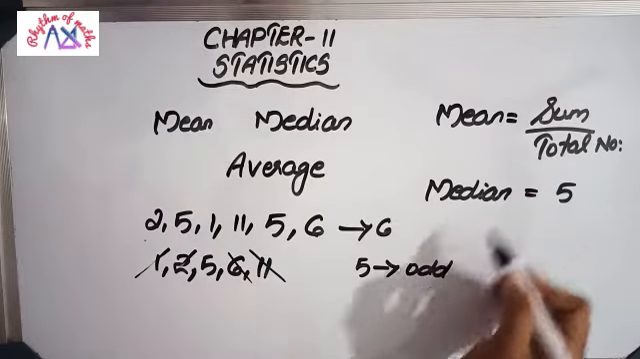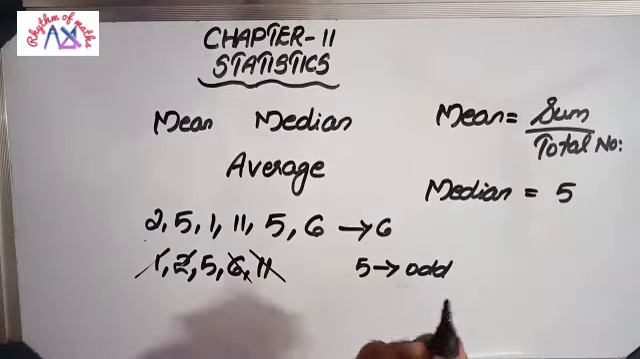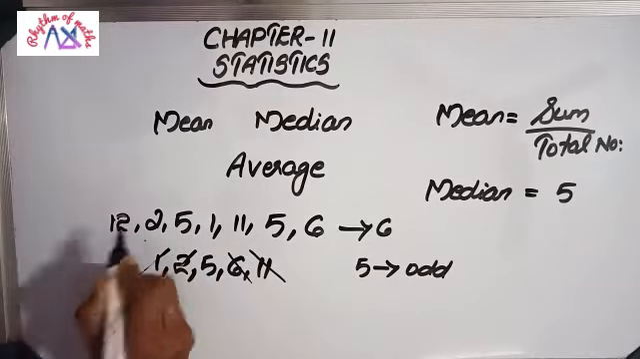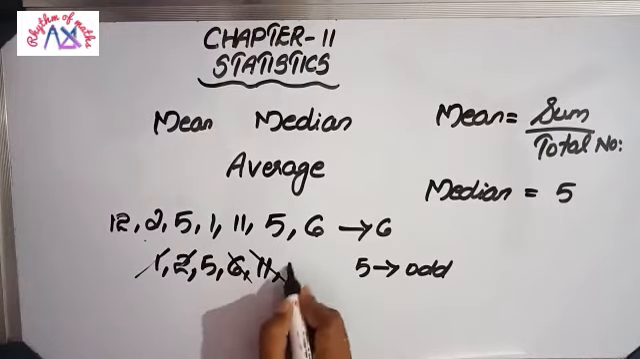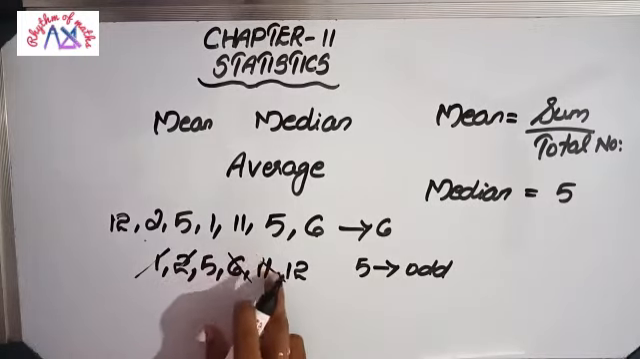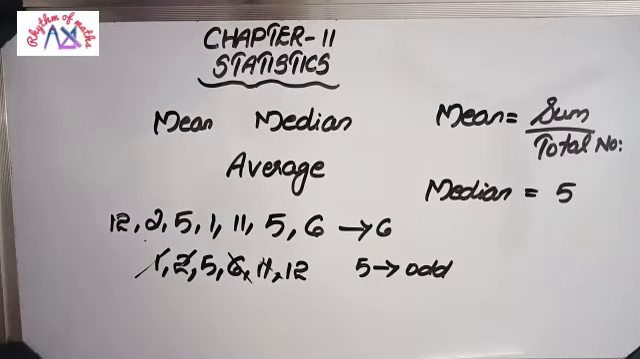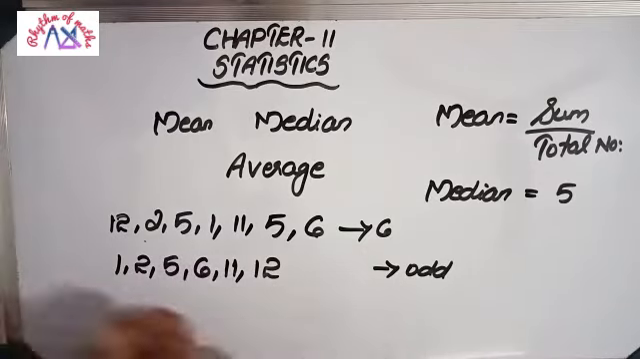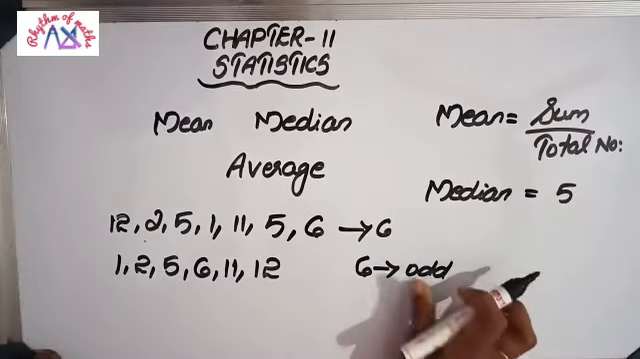Now if the total number n is an even number, for example, if one more number is there, suppose 12, then the arrangement will be different. This will be the arrangement: 1, 2, 5, 6, 11, 12. So here total observations are what? 1, 2, 3, 4, 5, 6. So total 6.